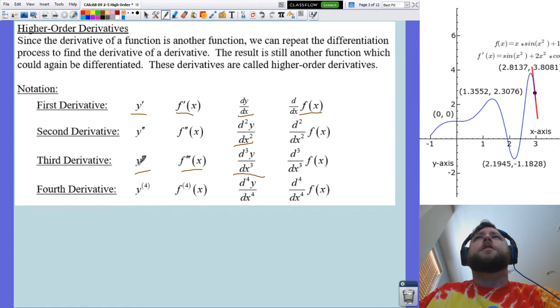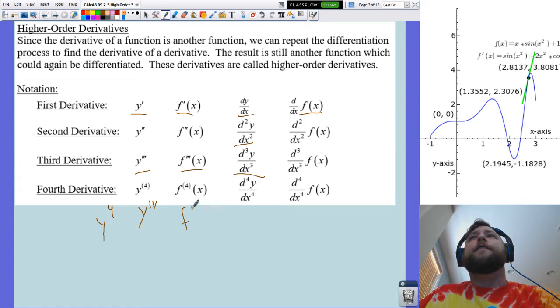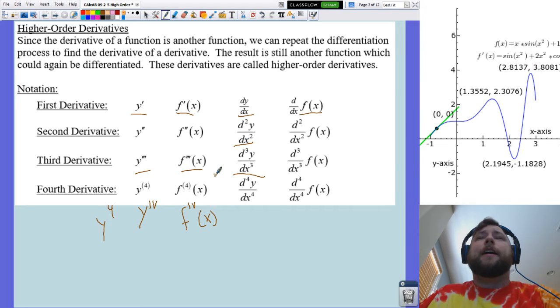Now, when your numbers get so big, we stop doing these tick marks. Sometimes you'll see textbooks write y to the (4) right here. This is not y to the fourth power, which gets really confusing. When I put it in parentheses right here, it implies the fourth derivative. You might also see notation with Roman numerals to differentiate, so y^(iv) or f^(iv) means the fourth derivative. Sometimes you see that, so you might have to do higher order derivatives.